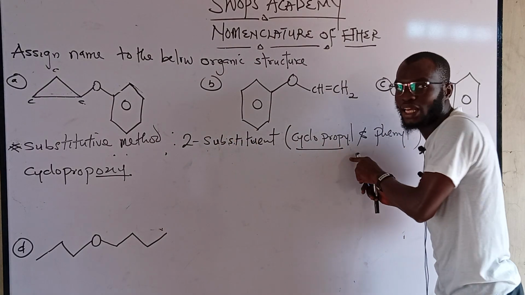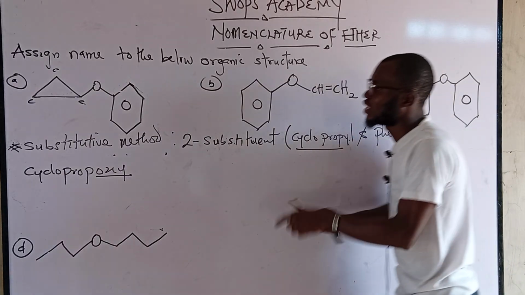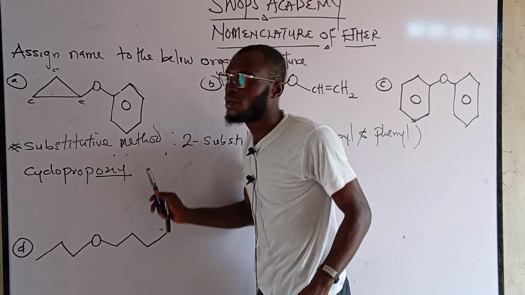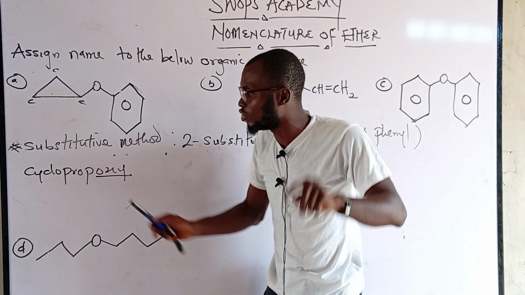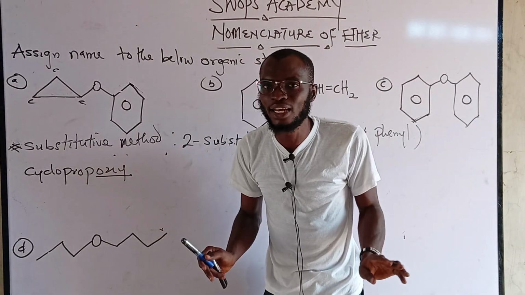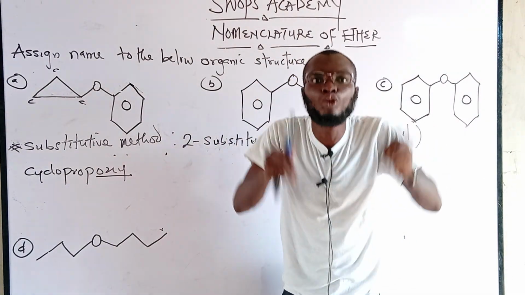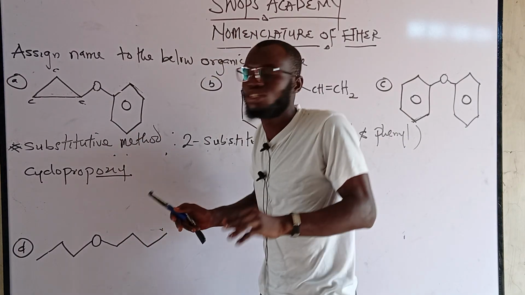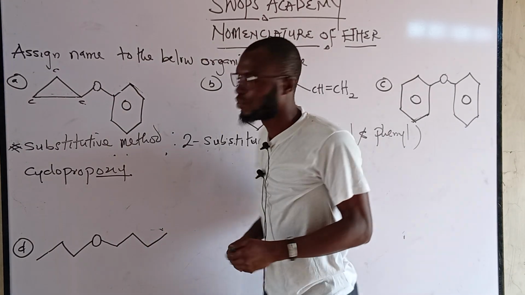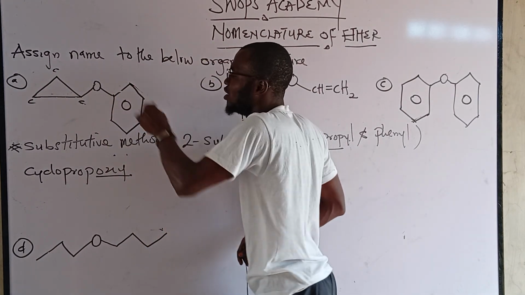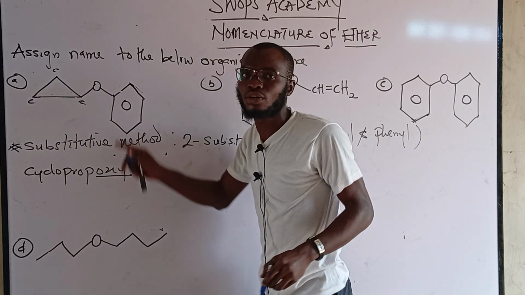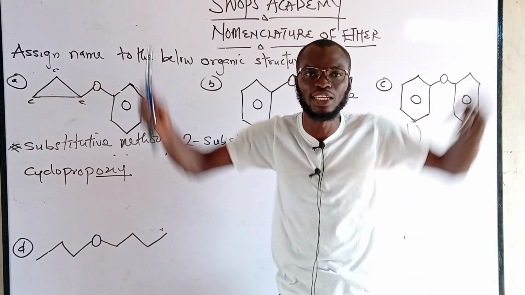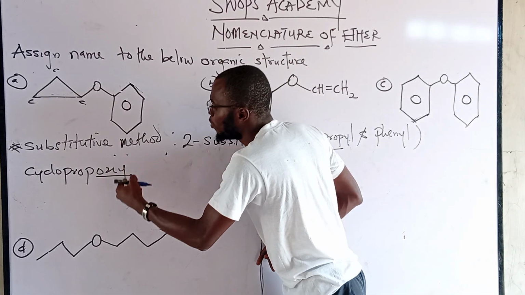Before cyclopropyl, are we together? I said we are using the substitutive method, meaning I will attach this ether to it. Then when you are attaching ether to it, you won't say cyclopropyl ether again. You will now make it cyclopropyl oxy, as representing ether. Then you now make the second substituent. We have used the first substituent. You make the second substituent the parent name.